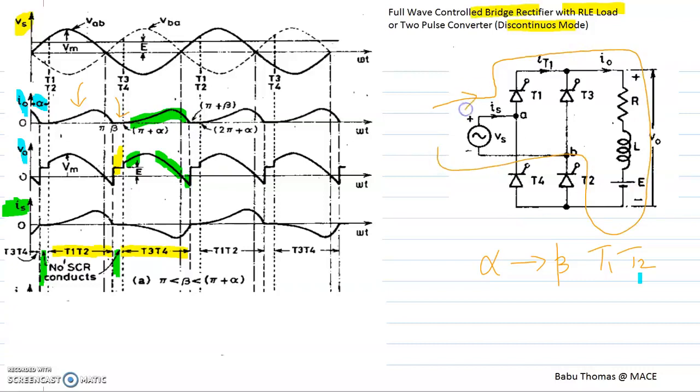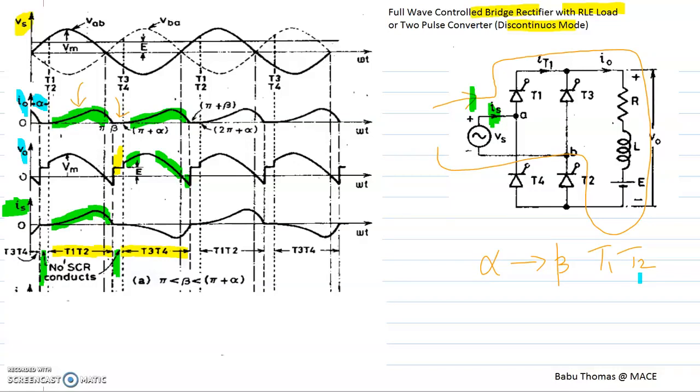So if I mark the direction of your current I here, it is the same as the direction which is marked in this particular figure. So I can say that during the period from alpha to beta, the source current IS is in the same direction as that of your load current I0.